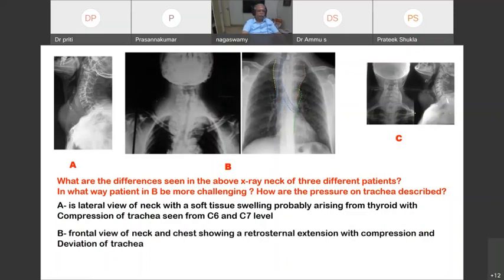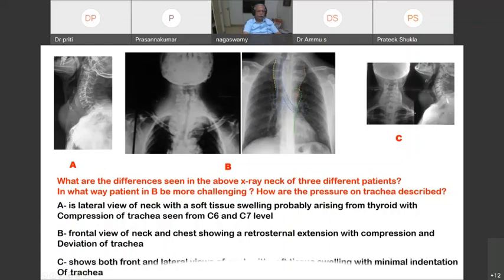And B is a frontal view of the neck and chest showing retrosternal extension with compression and deviation. So it is not only compression but also deviation. Both things you can see. So here it is compressed and narrow. Here it has been pushed extremely to the right.